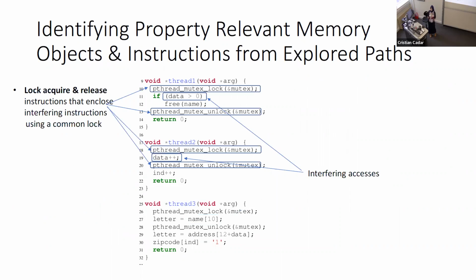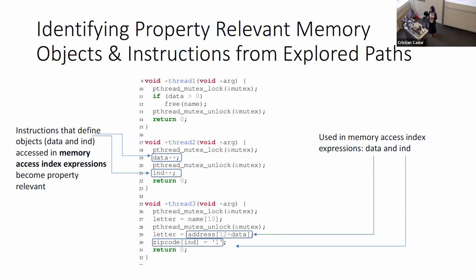So SIFT supports a subset of the Pthread API, and for those interfering accesses that are imposed by lock and unlock operations, we also include these in our interleaving set so that the context switches would be feasible. And we pay special attention to pointer arithmetic induced memory accesses.